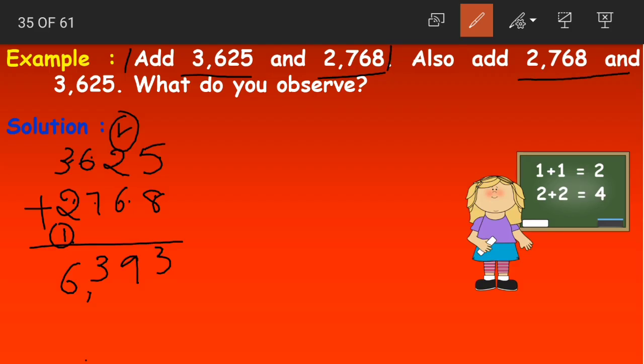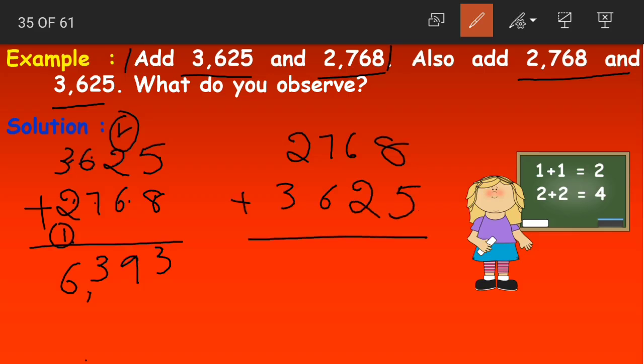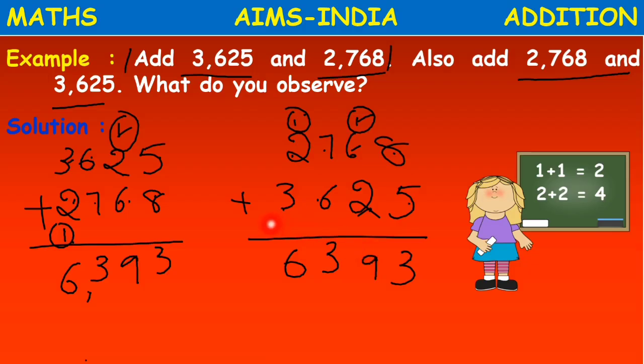Now what are they saying? Add 2768 and 3625. Yes, add. 8 plus 5 becomes 13, 1 gets carried, 6 plus 1 becomes 7, 7 plus 2 becomes 9, 7 plus 6 again becomes 13, 1 gets carried, 1 plus 2 becomes 3 and 3 plus 3 becomes 6.